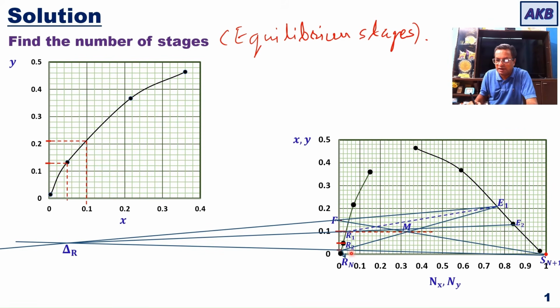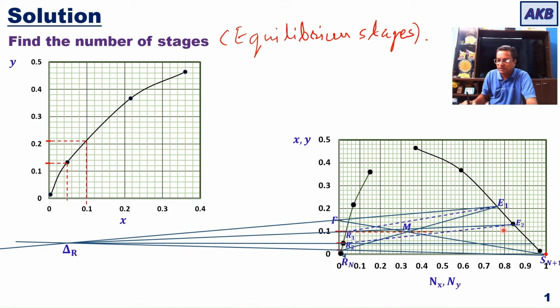Since R2 and E2 represent compositions that are in equilibrium with each other, I will have to connect them with a tie line. This blue dashed line would be the second tie line that I have drawn in the process. After that, again I will start at delta R, draw a line, allow it to pass through R2, and then get its intersection on the B reach part of the curve. I will call that point E3.